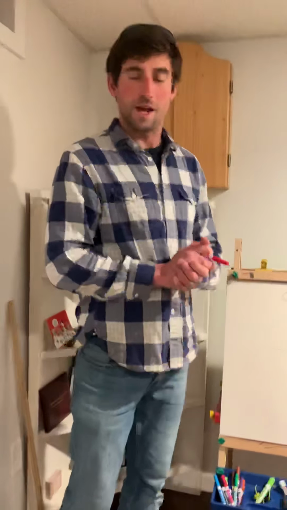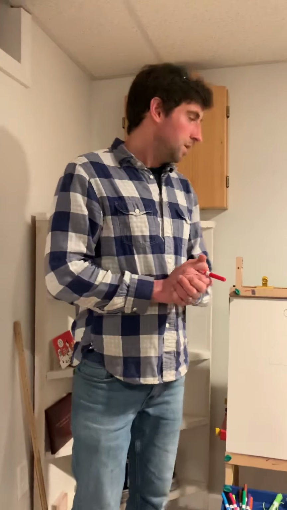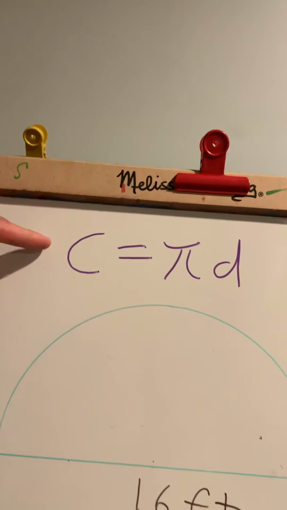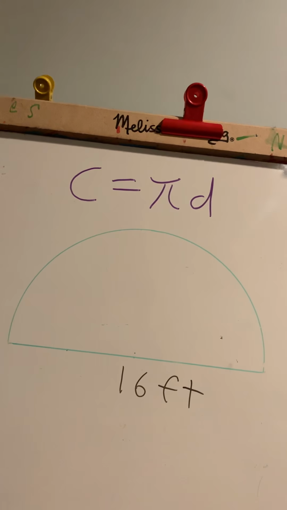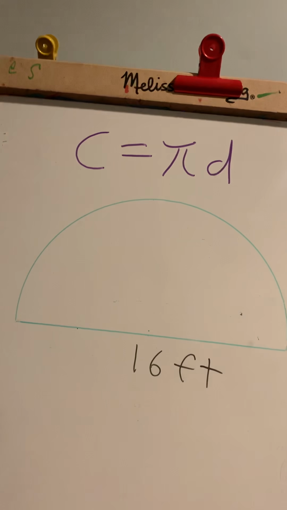Hi guys, so we're going to continue our work with circumference of circles and some perimeter work with figures that contain semicircles. So as we talked about in our last lesson, you can find the circumference of a circle by multiplying pi by the diameter. So everyone did a great job with that.